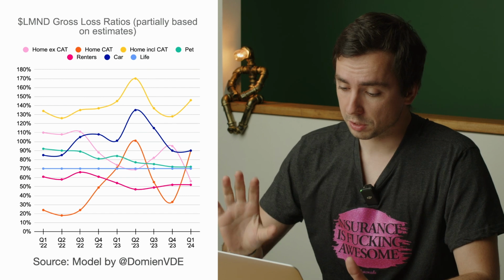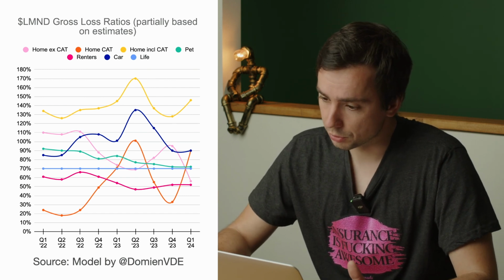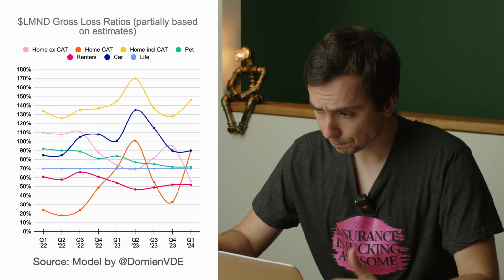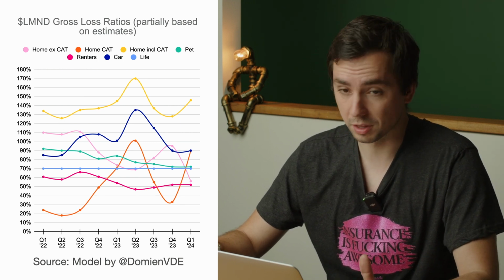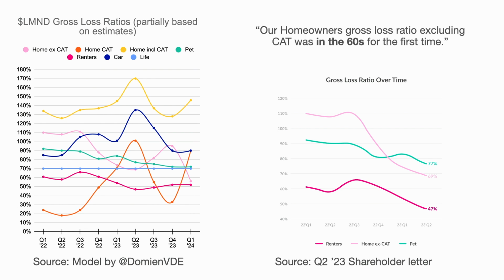Okay? Because not only did they give us this graph, they also gave us some sentences in the letter. So let's see what they said, right? They said at the time, our homeowner's gross loss ratio, excluding cat, was in the 60s for the first time. Wow, ain't that great? And of course I'm being sarcastic, because their actual homeowner's loss ratio, including cat, was 170%, right? Which is absolutely terrible. So they're really cherry picking here and saying, okay, let's exclude cat and then everything looks fine.